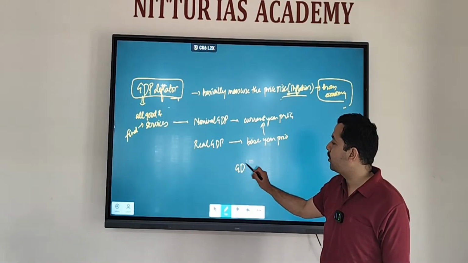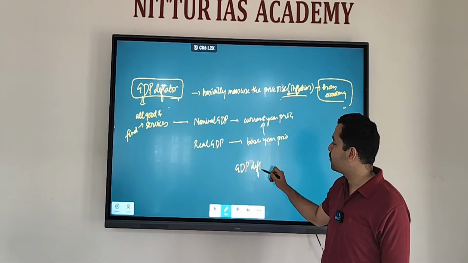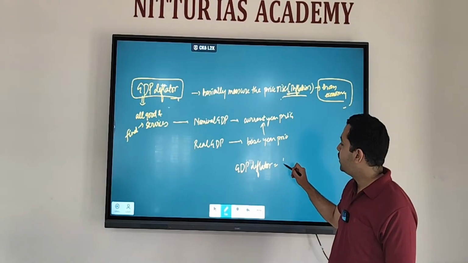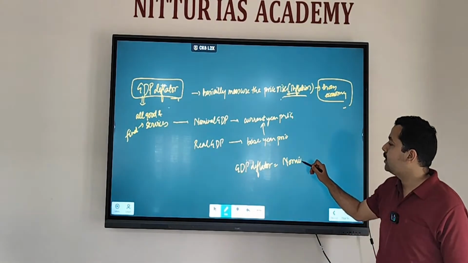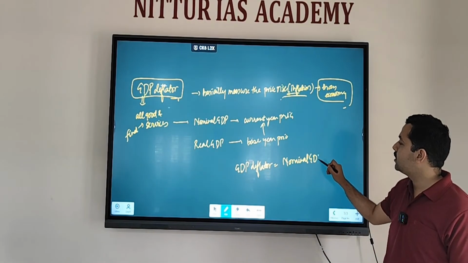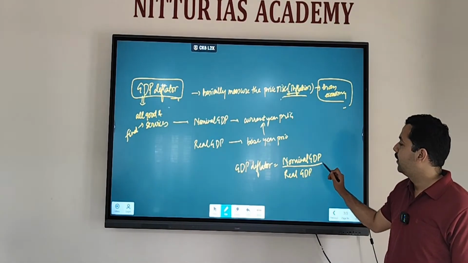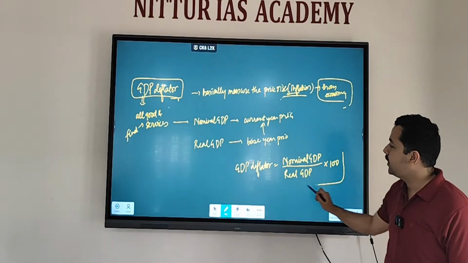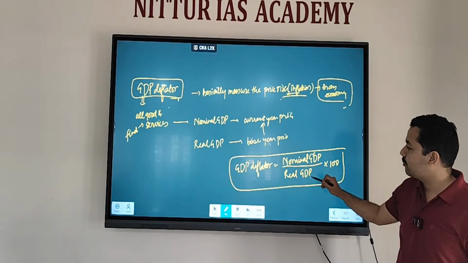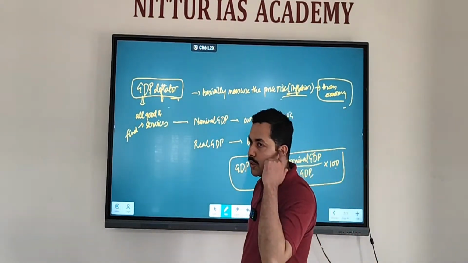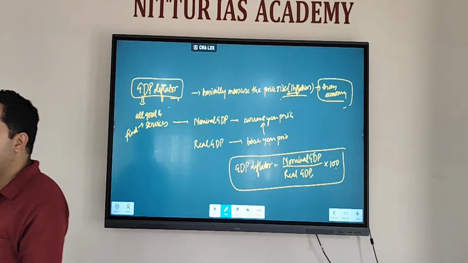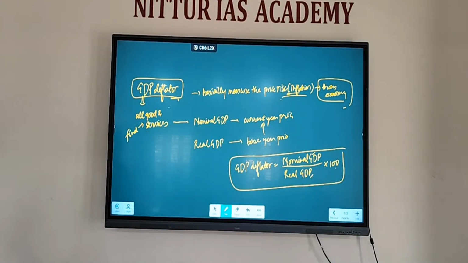So what is the formula to calculate the GDP deflator? The formula to calculate the GDP deflator is nominal GDP divided by real GDP into 100. So this is the current year price we are taking, over the base year price, into 100. This is how we are going to say that inflation is there.